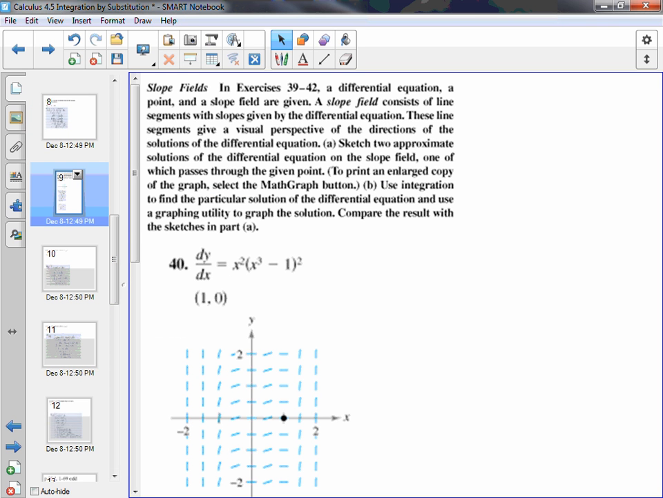Number 40. We don't need to forget about slope fields, because one of the many things that I can guarantee you will be on the AP test is slope fields. So, number 40. A differential equation, a point, and a slope field are given. A slope field consists of line segments with slopes given by the differential equation. These line segments give a visual perspective of the directions of the solutions of the differential equation. A. Sketch 2 approximate solutions of the differential equation on the slope field, one of which passes through the given point. Okay, that's easy enough, so let's do that first.